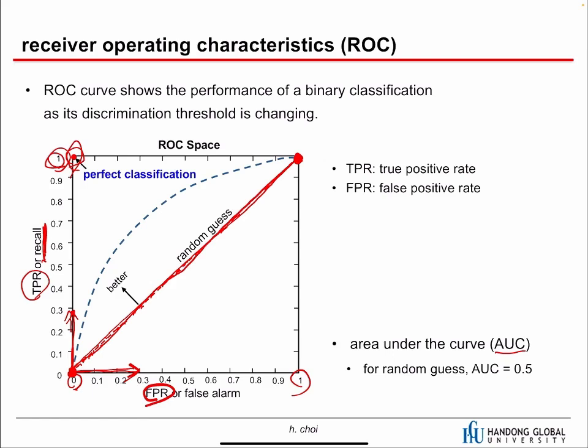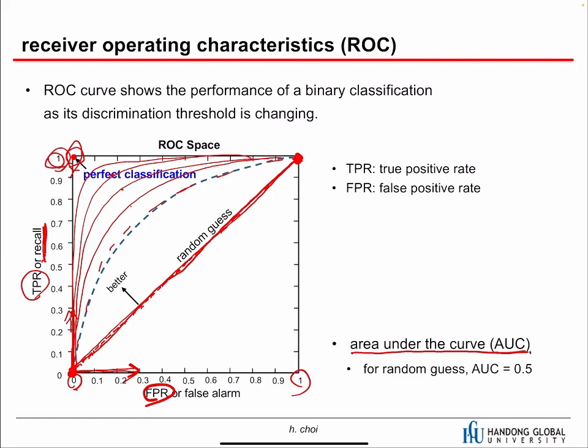So this random guess makes this line, and if your model is helpful, then it should be something like this. And if your model is better, then it should be like this. And this one is better than this one, and this one is better than this one, and this one is better than this one. So to measure the performance, sometimes we use this area under the curve.